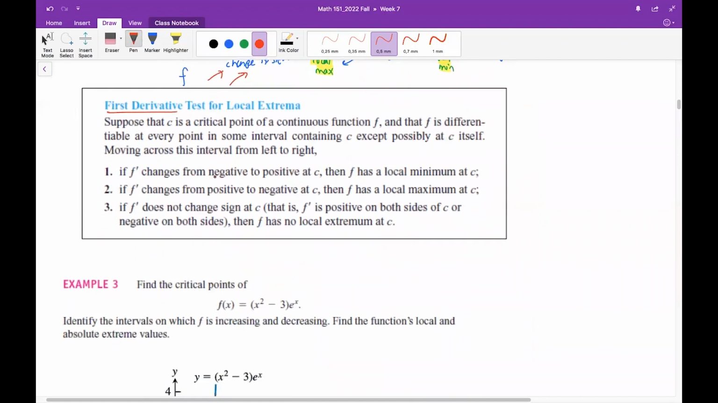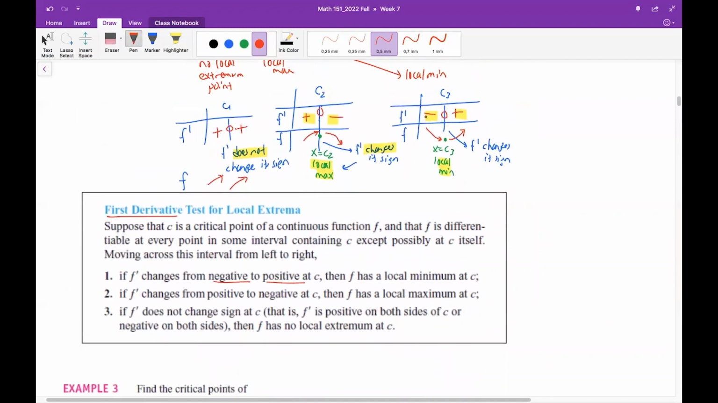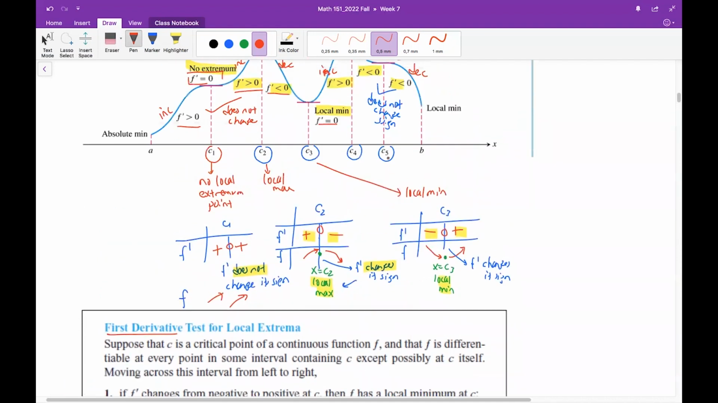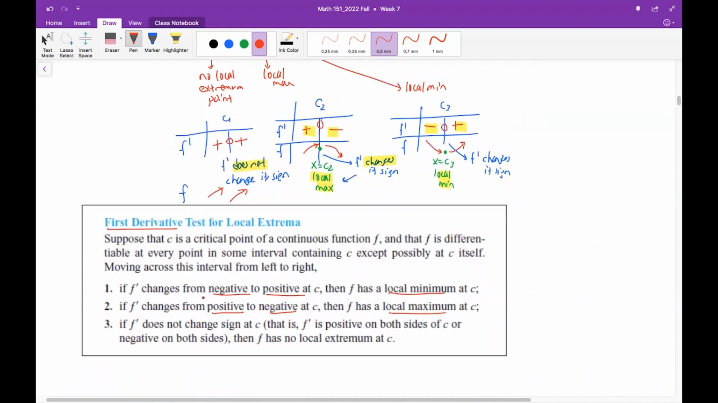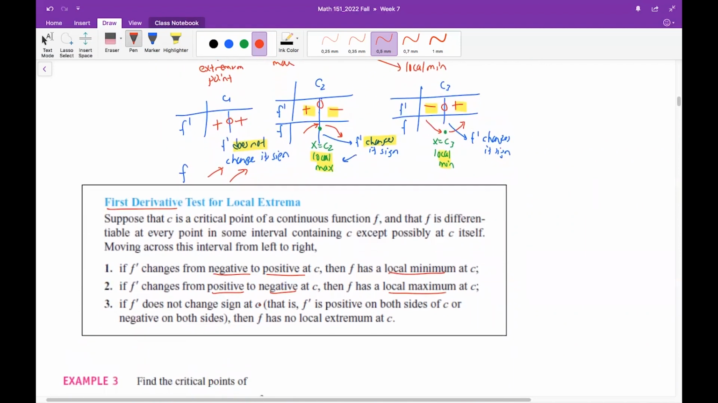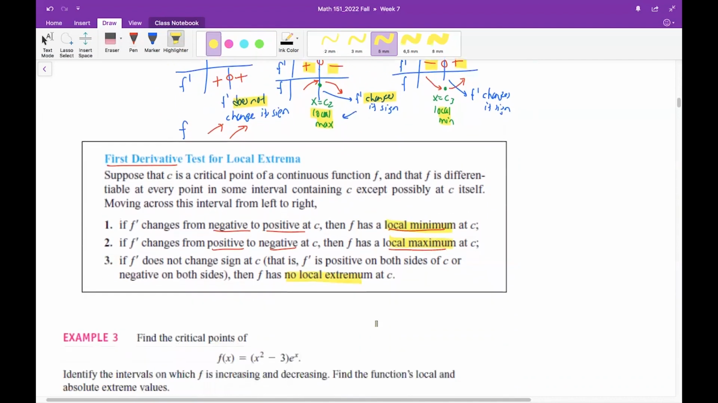If f prime changes sign from negative to positive, which is the case here, you will have a local minimum point. If it changes sign from positive to negative, like this one here, you will have obviously a local maximum point there. If it does not change sign, if it is positive, positive, or negative, negative, like we have at C5, there will be no extremum point there, okay? So local max, local min, or no local extremum, you can detect this by using first derivative test. Okay, let's move on.